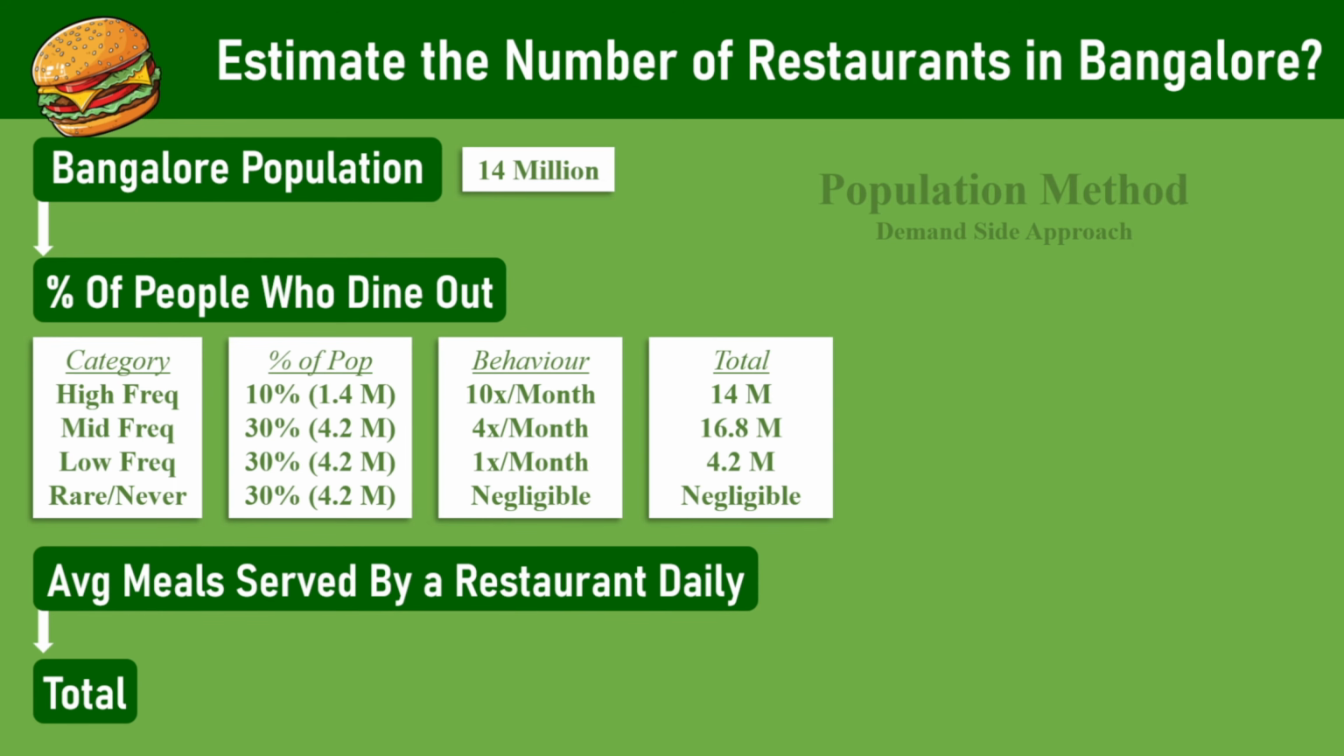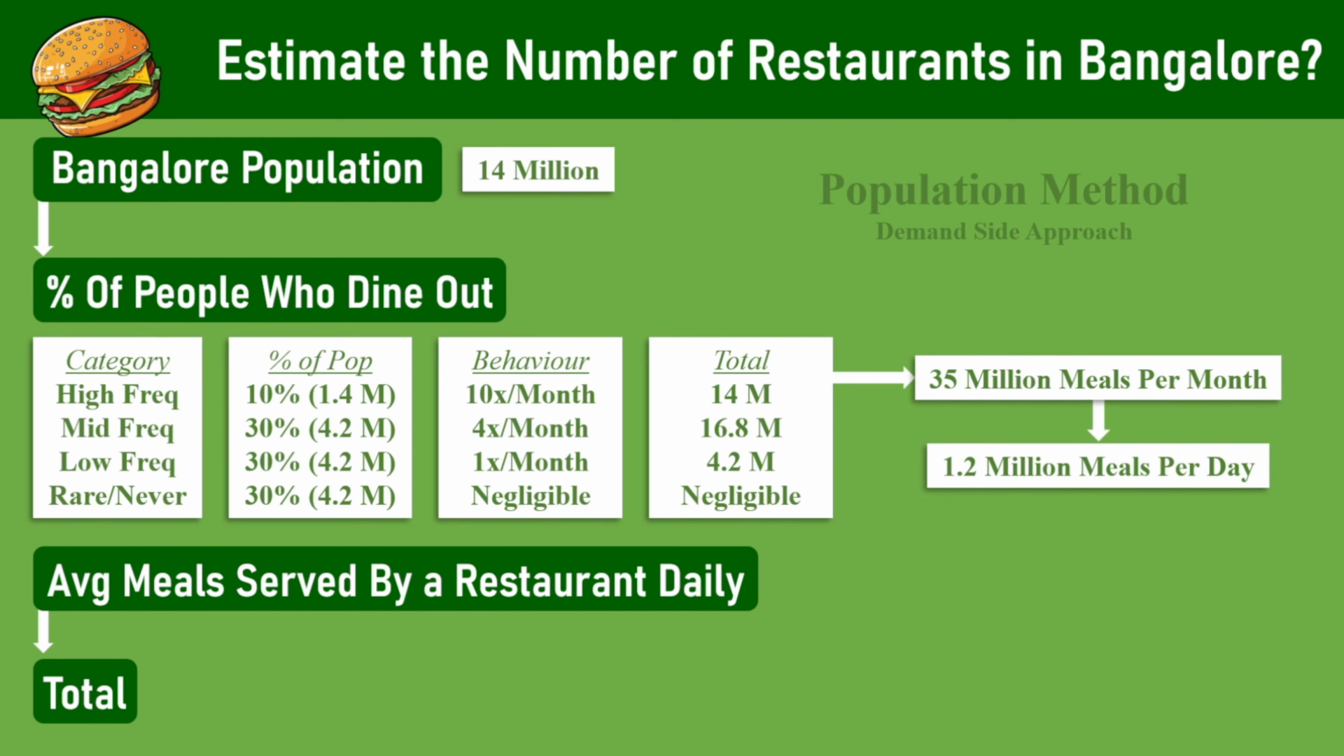Now we multiply the population of each category with their behavior and we get the total meals for each category. When we add it up, we get around 35 million meals that are served in a month. If we divide it by 30, we get about 1.2 million meals served per day. Now that we have the number of meals that are consumed by people in a day, we move on to finding out how many meals are served by a typical restaurant daily.